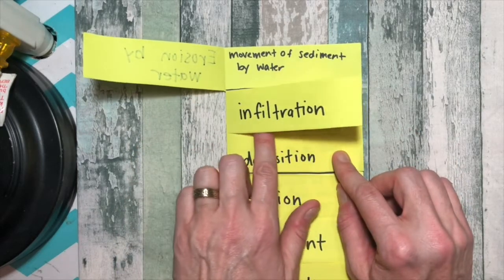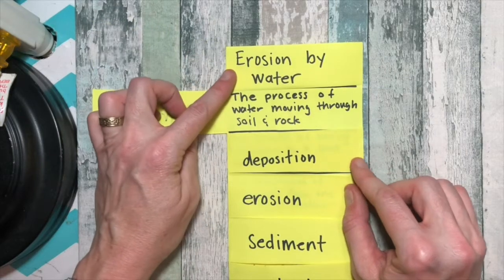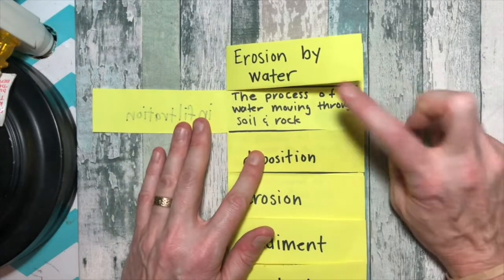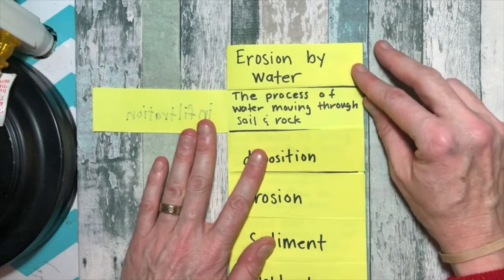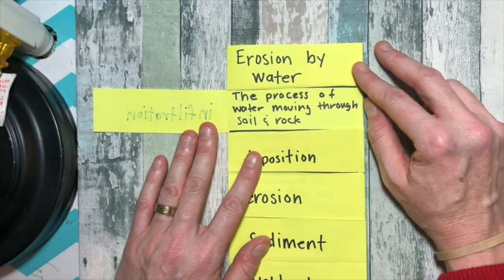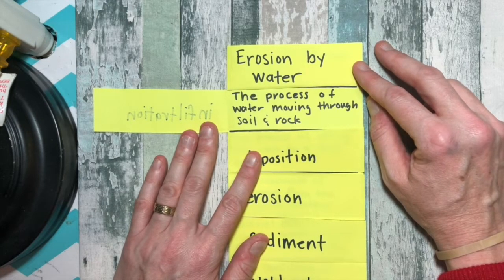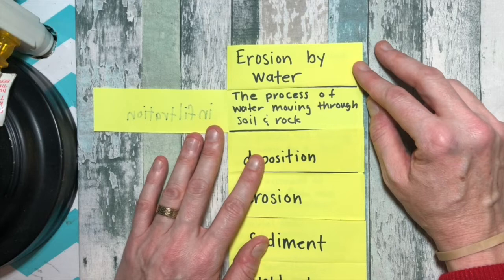Another term that we talked about was infiltration. Infiltration is the process of water moving through soil and rock. As the water rains down on our planet, it hits the surface of the soil, and some of it is runoff, which means it's going to run toward a stream or a puddle or something. It's going to run off into some kind of body of water.